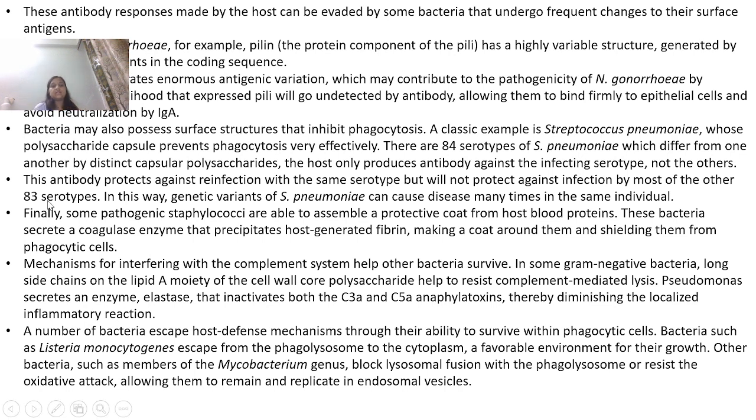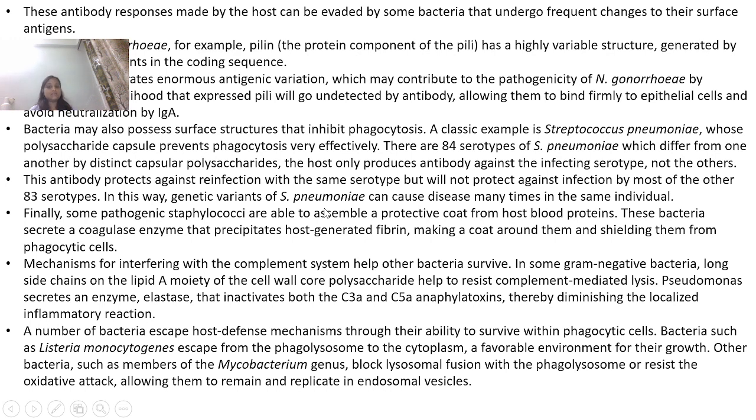So this antibody protects against reinfection with the same serotype, but will not protect against infection by most of the other 83 serotypes. One antibody can detect only one serotype, but there are so many variations in the surface antigen that it cannot detect infection by another serotype. In this way, genetic variants of S.